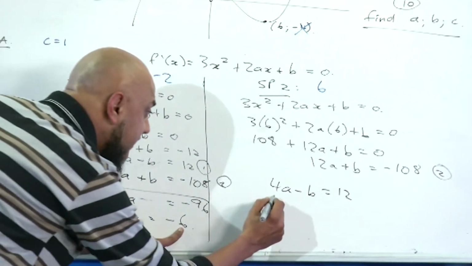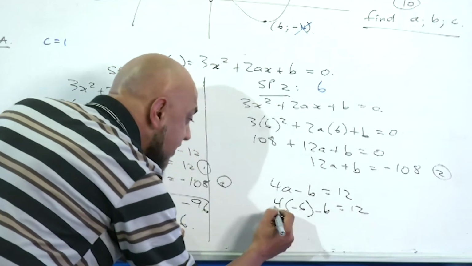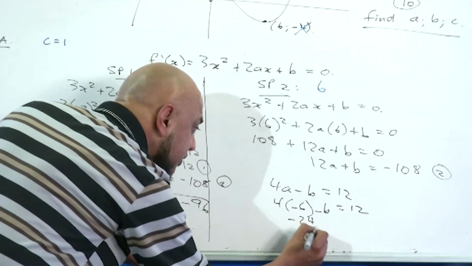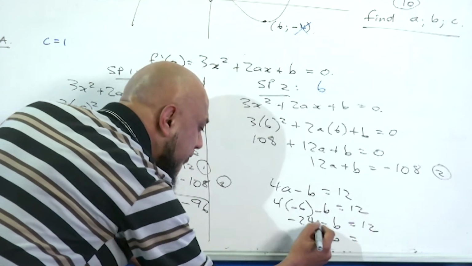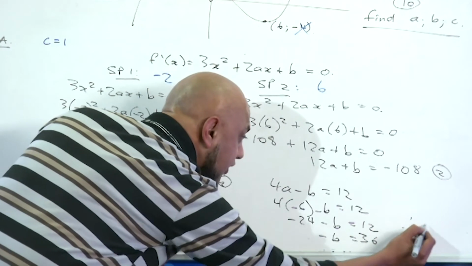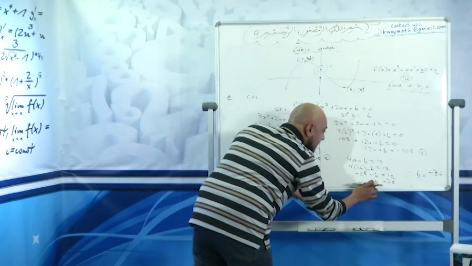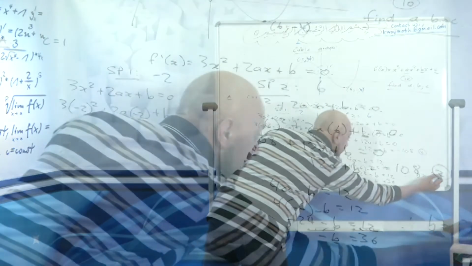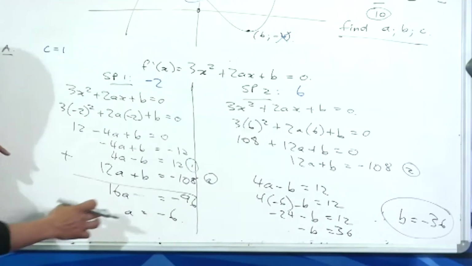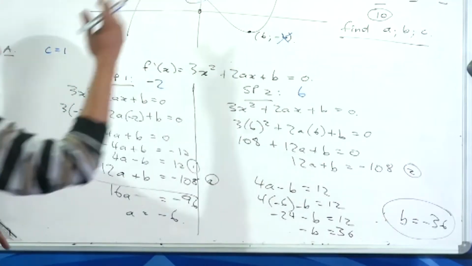I've got a, negative 6. 4 into negative 6 minus b is equal to 12. 4 times negative 6 is minus 24, minus b is equal to 12. Minus b is equal to 12 plus 24, 36. Divide by negative, therefore b is equal to negative 36. So we've got a, we got b, we got c. What did the question say? Find a, b, c. Game over, problem solved.